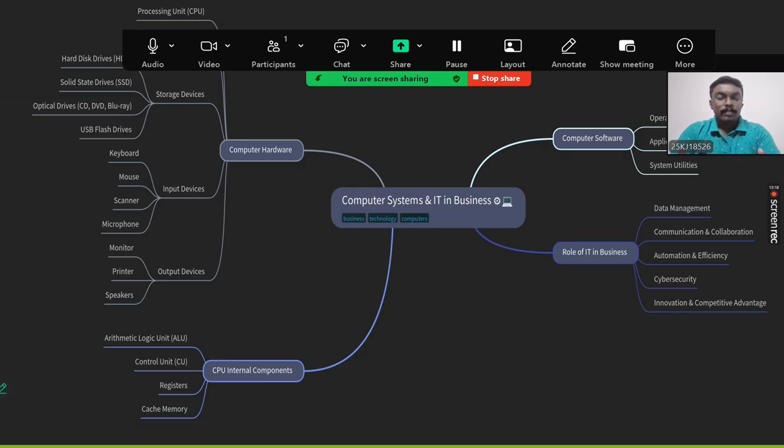IT helps us to develop and deliver innovative products, which overall increases the business of the company and the sales of the products. It's mainly customer oriented. This is the computer system and the role of IT in business. As you can see, I have given a mind map regarding the computer hardware, computer software, and CPU internal components. All the classifications are given in this mind map. You can go through this anytime.